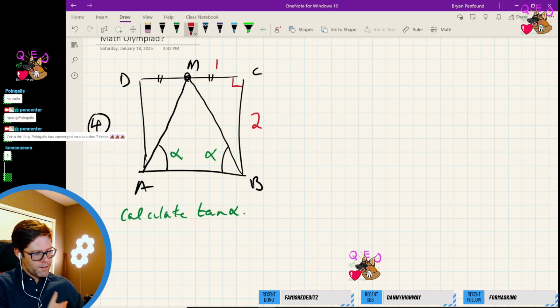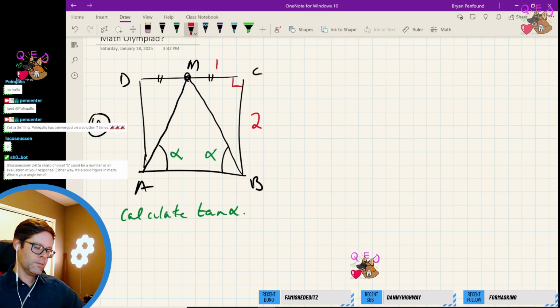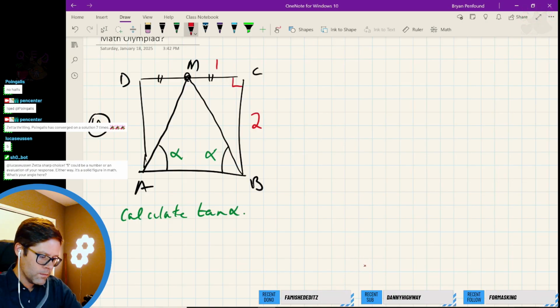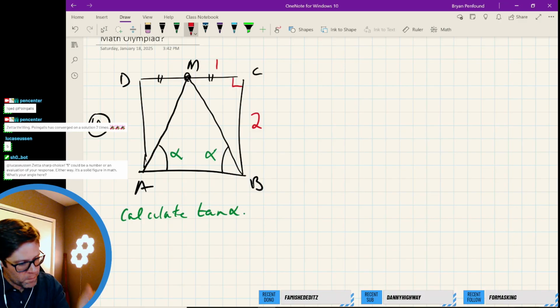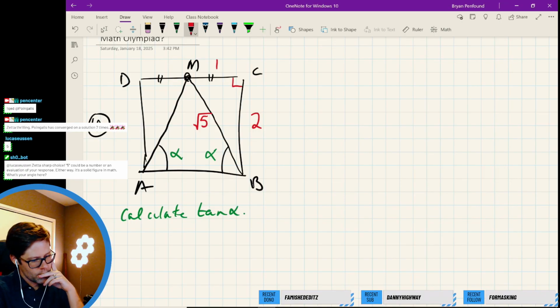Is it 5? Zeta. Sharp choice. 5 could be a number or an evaluation of your response. Either way, it's a solid figure in math. What's your angle here? Yep, there you go.